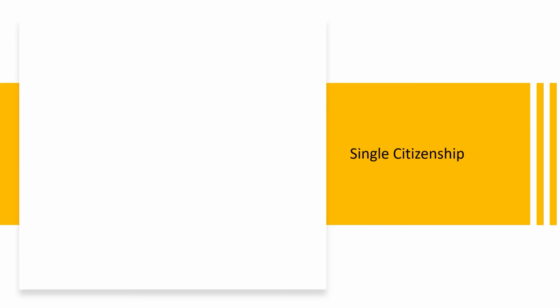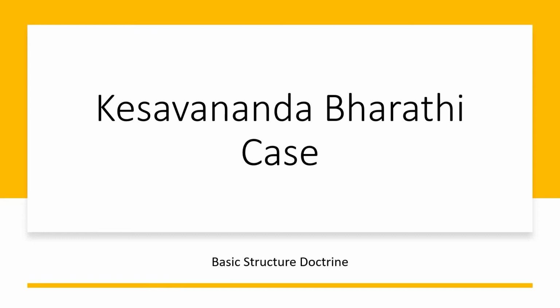Next, the citizenship. Unlike in America, India has single citizenship, whereas the American Constitution has a dual citizenship. Another important salient feature of Indian Constitution is the basic structure doctrine. This basic structure doctrine was derived from the Kesavananda Bharati case. So this is another important thing with regard to Indian Constitution.